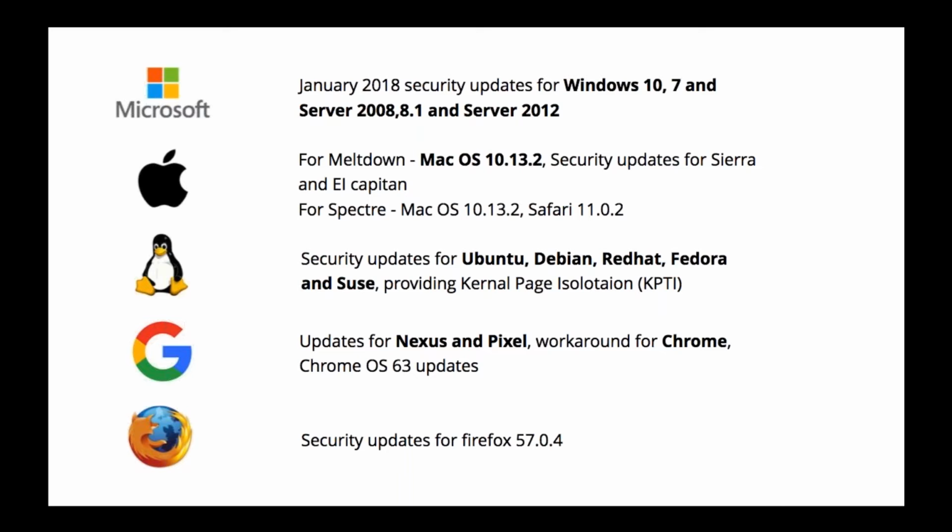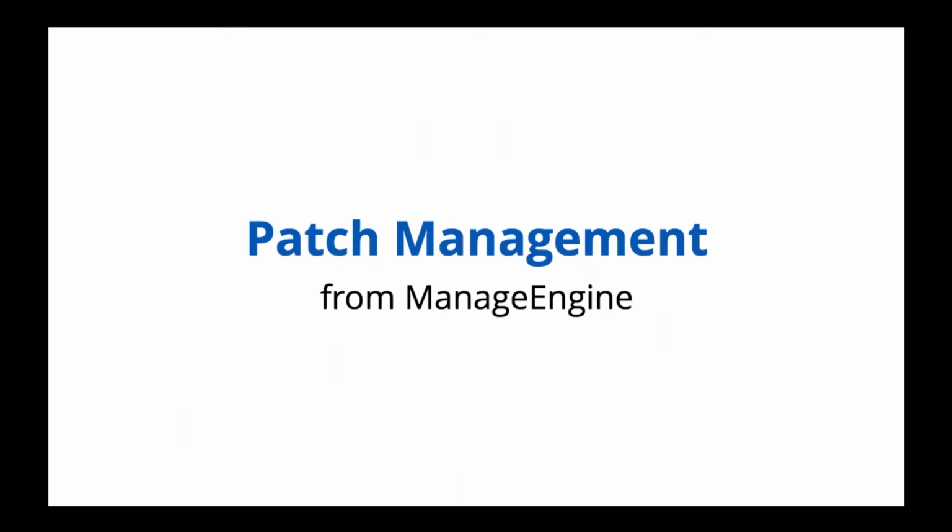So, I have listed a few of these patches for you, a few of the tech giants who had released updates for you. Right here we have Microsoft. From January 3rd, Microsoft has been releasing security updates for its Windows OSs as well as the server OSs. Coming down, we have Mac, which has come up with a security update for Mac OS 10.13.2, as well as for Safari, Sierra. And then we have Linux, which has come out with patches for its various flavors: Ubuntu, Debian, Red Hat, Fedora, and SUSE. Linux patches transfer the kernel's memory to a separate memory space using kernel page isolation.